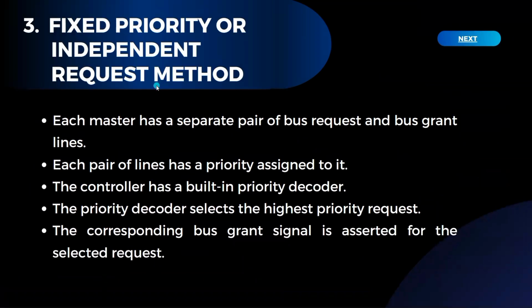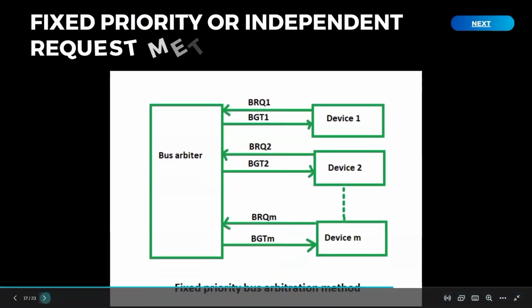So the next process is fixed priority or independent request method. In this, each master has a separate pair of bus request and bus grant lines, and each pair has a priority assigned to it. The built-in priority decoder within the controller selects the highest priority request and asserts the corresponding bus grant signal. It can be explained by the following diagram.